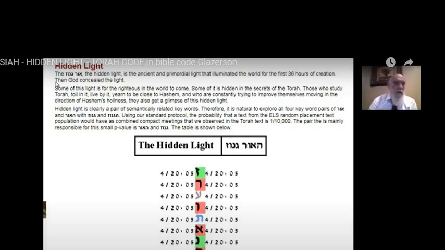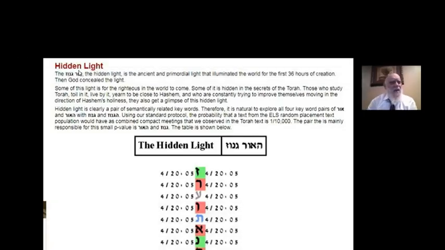What is the hidden light? In Hebrew it is Or Haganuz, the hidden light, the ancient and primordial light that illuminated the world for the first 36 hours of creation. Then God concealed the light. The reason was that God saw it would be misused by wicked people, so he hid it for the future.